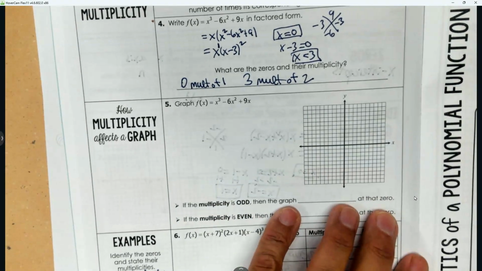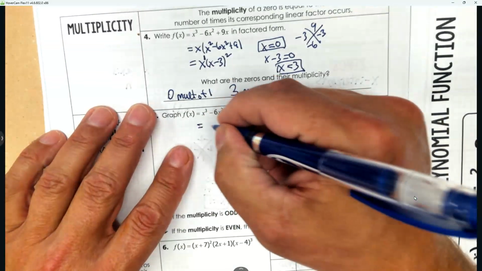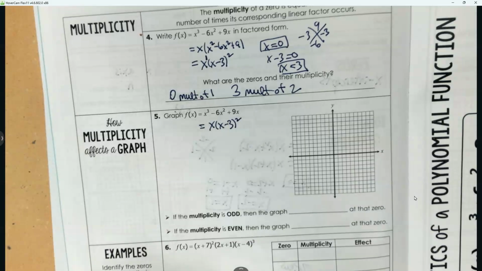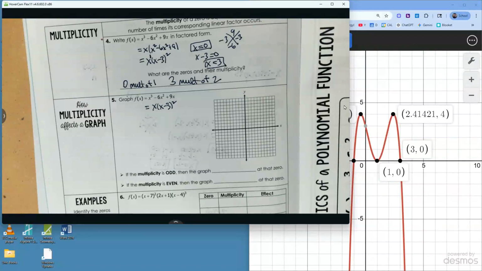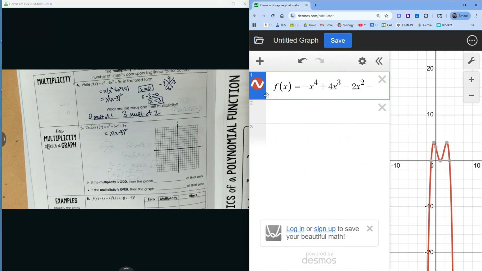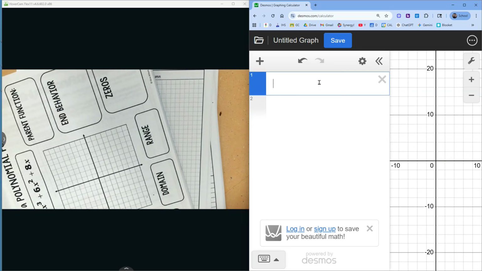Now, how does the multiplicity affect the graph? This is the same equation, so I'm just going to write this out again, and then I'm going to go to Desmos. What would happen if I type that into Desmos? What does the graph look like? Let's do that. I'm going to type it in. It'd be great if you followed along and typed it in too.